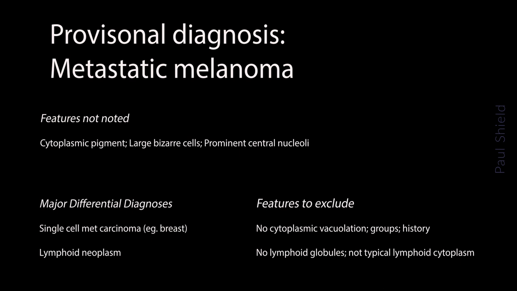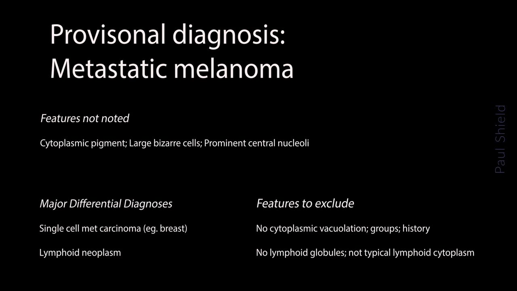So I guess the major differentials then were with a really single cell metastasis. For example, breast does that sometimes, but we didn't see any cytoplasmic vacuoles, any real groups at all, and there was no history of previous carcinoma.